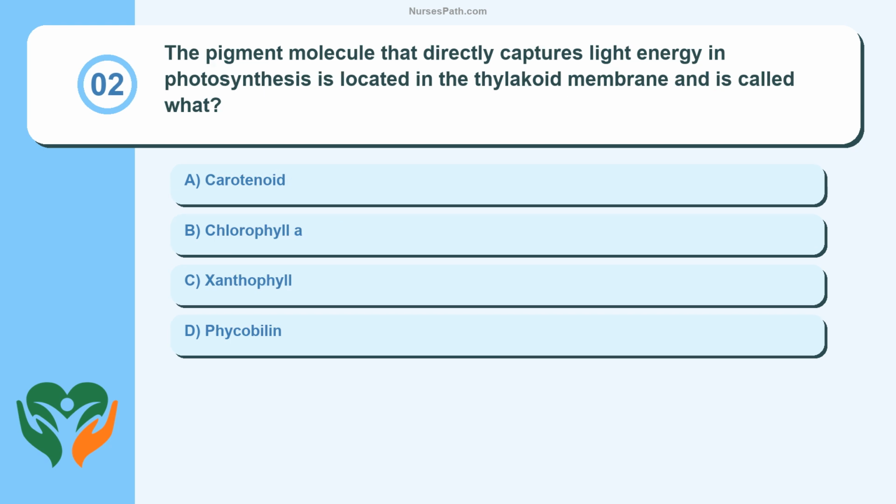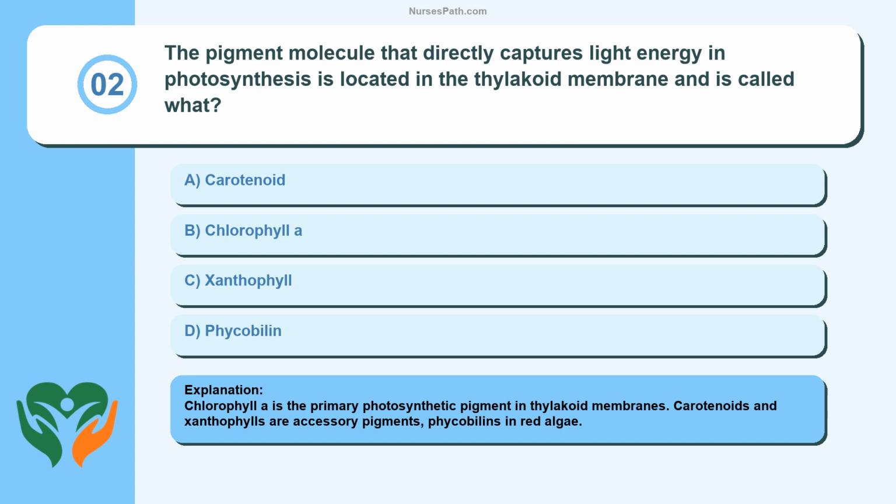Question 2. The pigment molecule that directly captures light energy in photosynthesis is located in the thylakoid membrane and is called what? Carotenoid. Chlorophyll A. Xanthophyll. Phycobilin. Chlorophyll A is the primary photosynthetic pigment in thylakoid membranes. Carotenoids and xanthophylls are accessory pigments, and phycobilins are found in red algae.